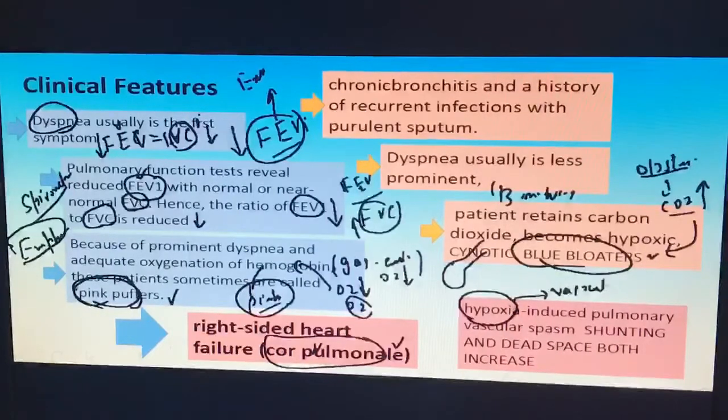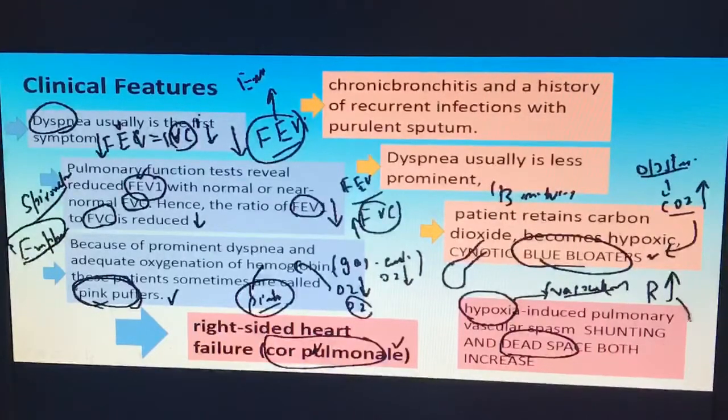Vasoconstriction starts. It is the opposite of the body: if body tissues suffer from hypoxia, then vasodilation occurs. But if the lungs have hypoxia, vasoconstriction starts. Vasospasm occurs, and the shunting and dead space both increase. Hypoxia starts vasoconstriction, and the vasoconstriction leads to an increase in resistance.